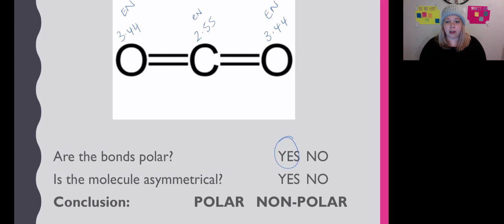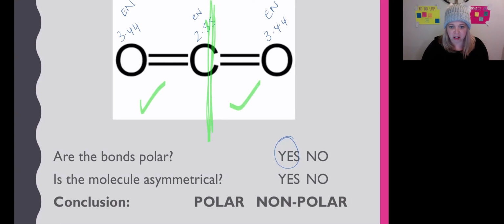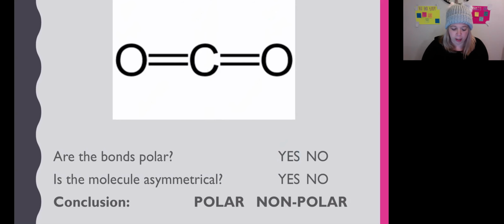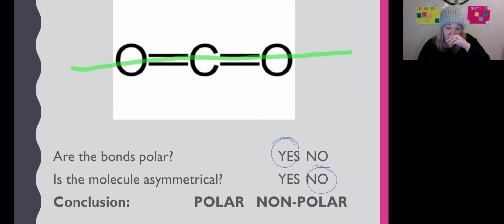Now, is the molecule asymmetrical? If you cut it down the middle like this, is it different on this side and this side? No, it's not different at the moment, so that one doesn't work. That's still symmetrical. So let's try the other plane. We'll cut it this way, and it still looks the same on both sides. So the problem with this molecule is the bonds are polar, but the molecule is not asymmetrical. Therefore, we say that this molecule is non-polar.